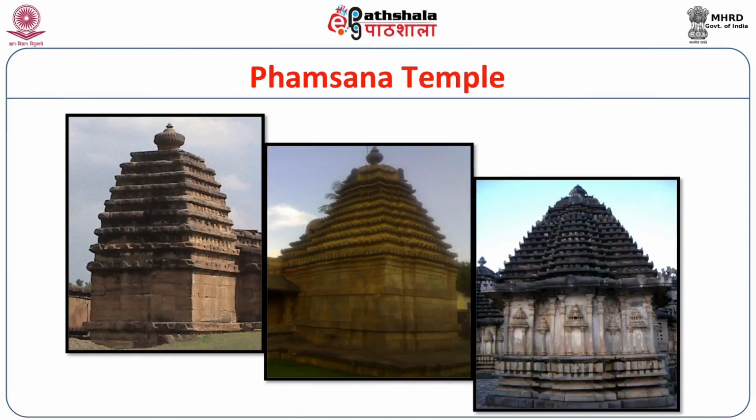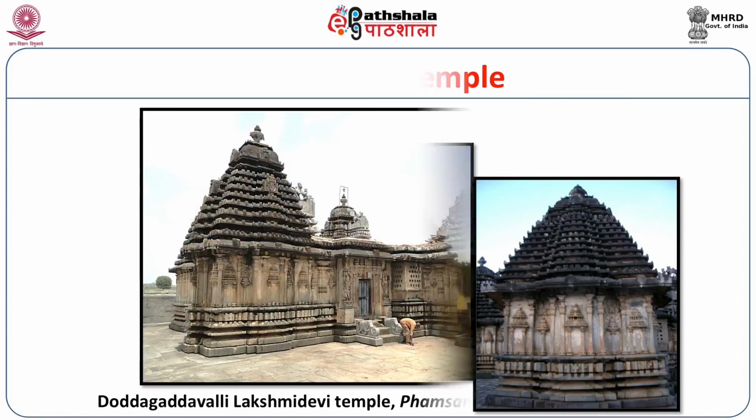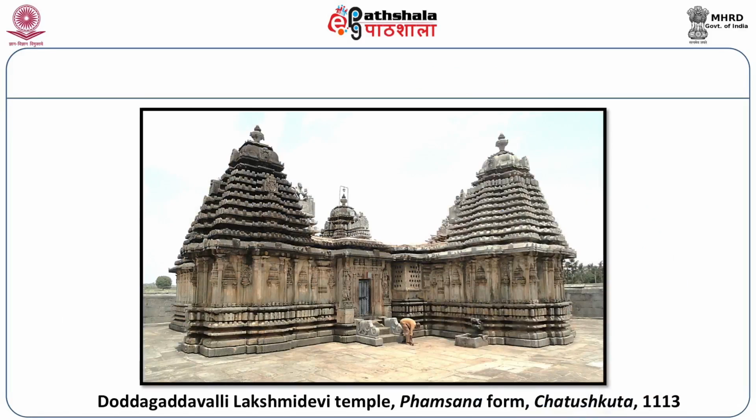Let us now consider the last of the temple forms of the Hoysalas, namely the Phamsana temple. One of the best examples of the Phamsana temples of the Hoysala period is found in Doddagadavalli. It is known as Lakshmi Devi temple. It was built in 1113. It is a temple with 4 sancta, hence may be described as Chatushkuta. It has certain interesting aspects to reveal.